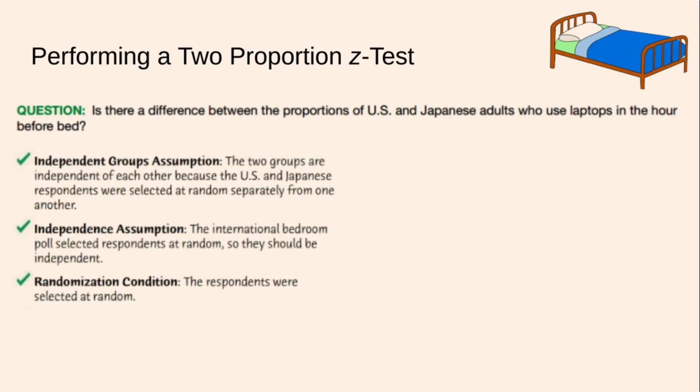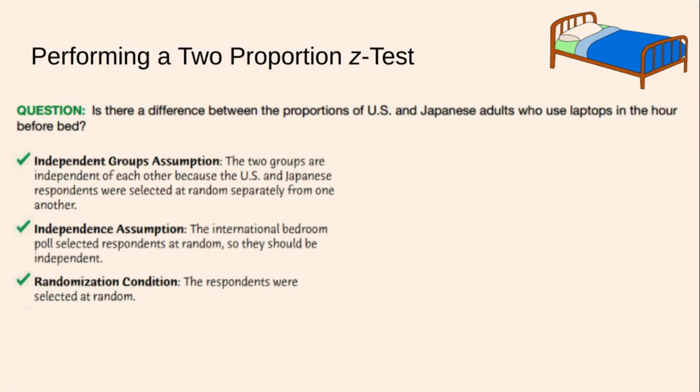Assumptions and conditions. Independent groups. The two groups are independent of each other because the U.S. and Japanese respondents were selected randomly and separately from one another. Independence assumption, all right? The International Bedroom Poll selected respondents at random. They should be independent. Just to make sure, we want to check for randomization and the 10% rule.